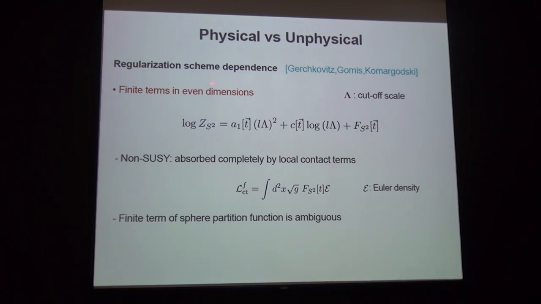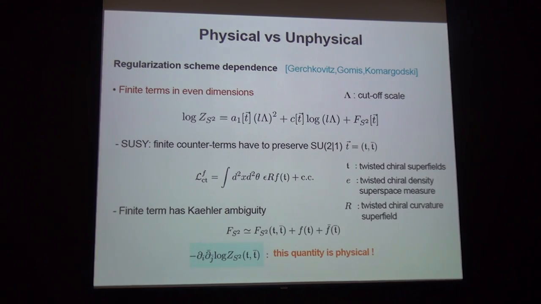Well, in fact, let me start with the even-dimensional space-time. In the case of non-supersymmetric theories, one can show that the finite term in the sphere partition functions can be completely absorbed by a local contact term, which is given by these expressions, where E represents the Euler density of the background manifold. This implies that the finite term in the sphere partition functions is totally ambiguous, and it doesn't have any physical meaning.